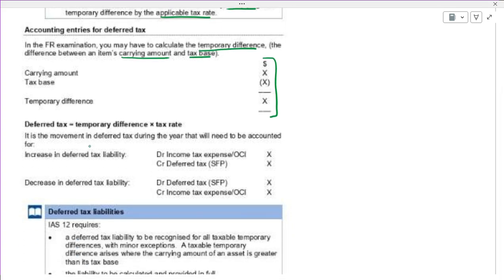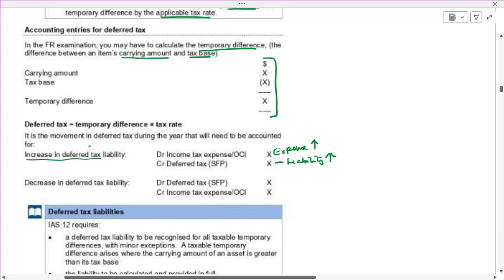Now, the change in deferred tax during the year needs to be accounted for. If there is an increase in deferred tax liability, the liability is increasing, so it is credited, and the other side is debited, so expenses also increase. If the liability is decreasing, your expenses will also decrease.